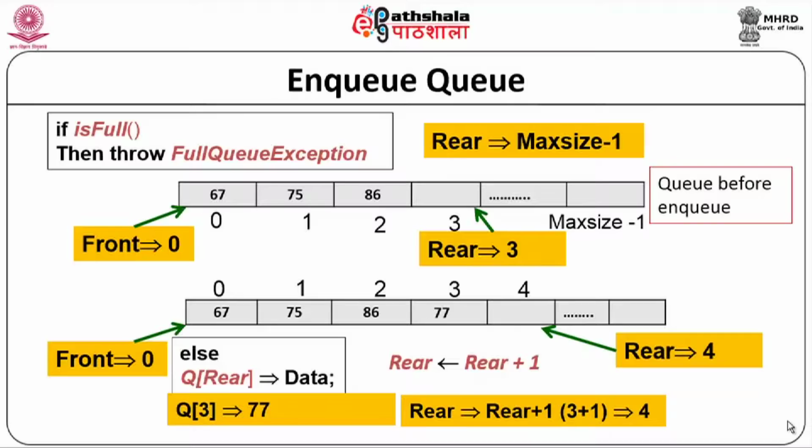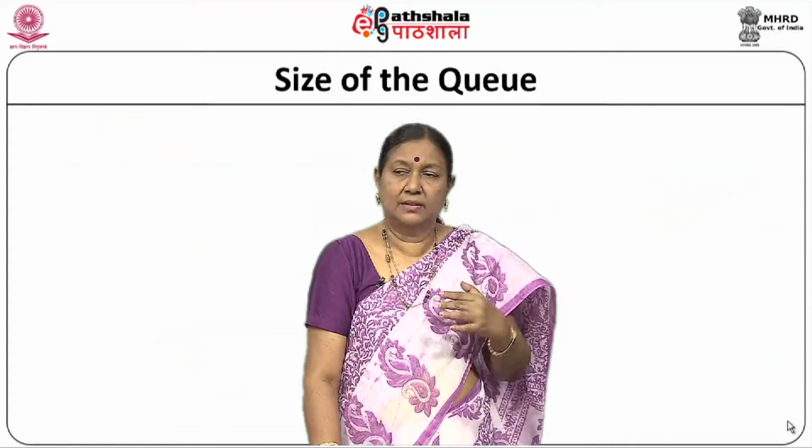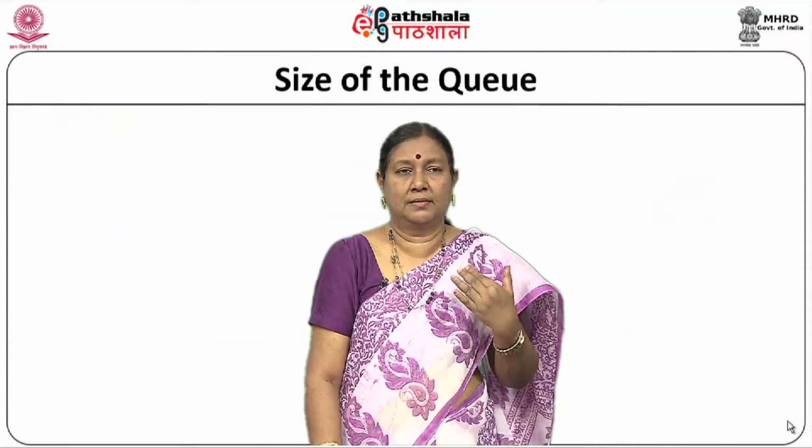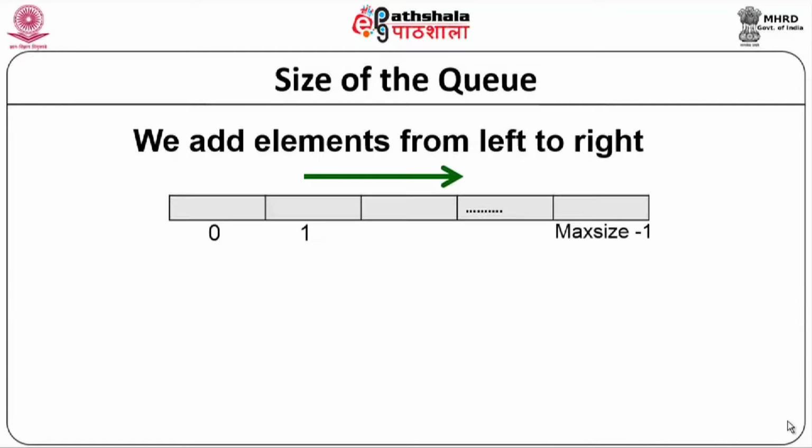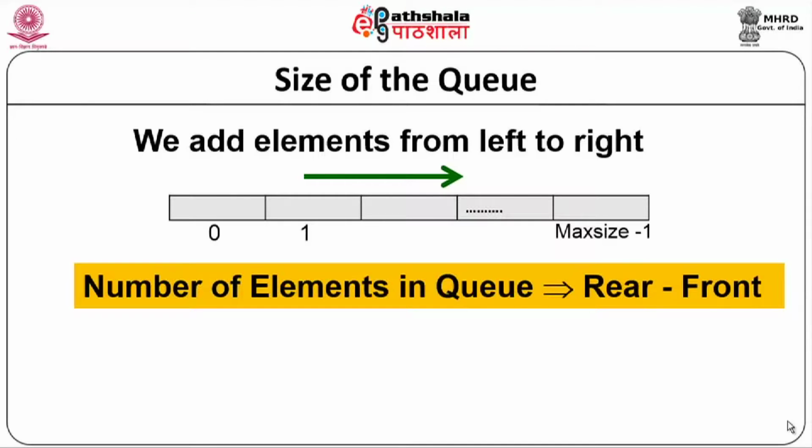If you have a separate size, you have to increment that also. You can have a separate operation called size of the queue if you want, but whenever we add elements using a linear array, we always add from left to right. So, you keep on adding from left to right till you reach max minus 1. So, the number of elements in the queue is rear minus front. There is a reason why we are talking about this here, we will come to that as we go along.